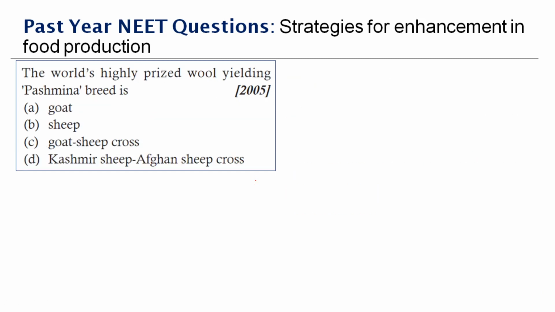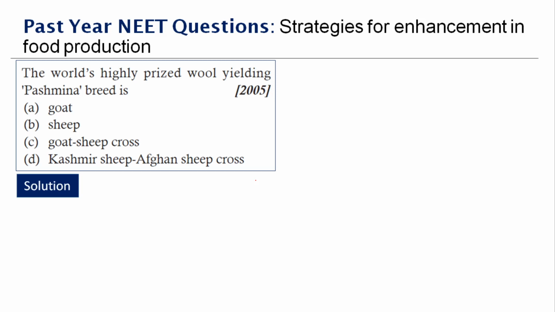Next question here. The world's highly priced wool yielding Pashmina breed is dash. This is a very easy question for you, because whenever we talk about wool, the first thing that comes to our mind is a goat, and the second thing that comes to our mind is cold regions. That is where the wool forms on the body. So Pashmina is almost a generic name of the accessories made from the fleece of this goat, which is obtained from a special breed of goat which is indigenous to the high altitudes of the Himalayan range.